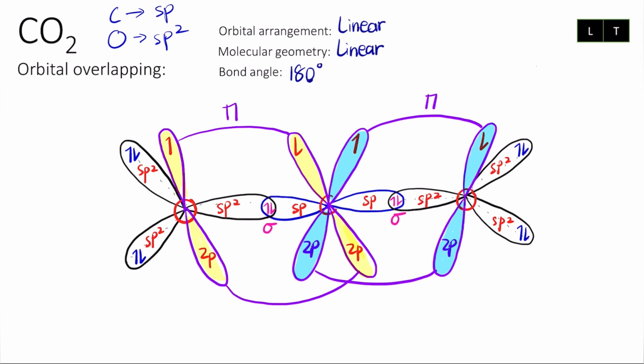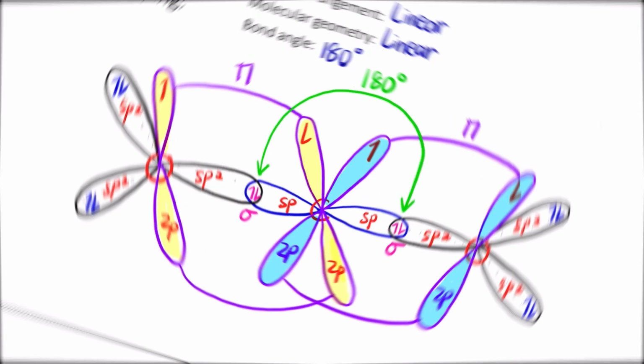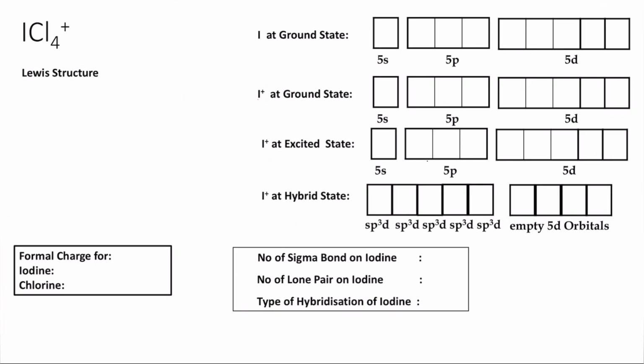So 180 degree macam mana saya nak lukis dekat sini? Don't worry. We are going to label it daripada sigma bond sini ke sigma bond sini. So, saya akan ambil warna hijau. Awak akan nampak from here to here 180 degree. Okay, so that's how you draw the orbital overlapping for CO2. Next, let's continue with ICl4+.